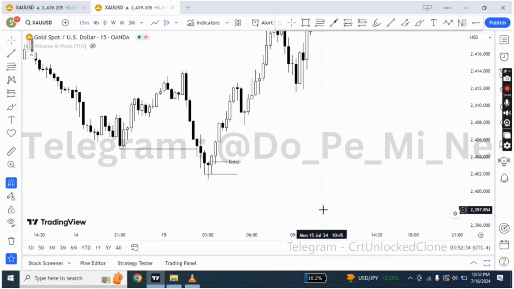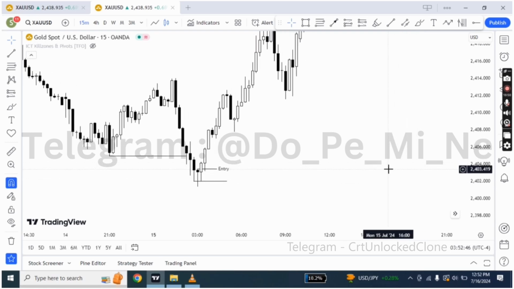That was the trade breakdown on gold. We have discussed our higher time frame thought process, what was our thought process on the weekly time frame and the daily time frame, and then we refined them down to the 4-hour, the 1-hour, and then eventually we took our entry on the 15-minute time frame. That's how you're going to do your analysis and generate trade ideas.